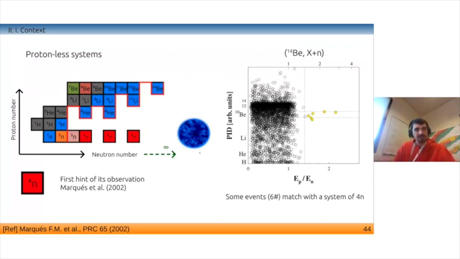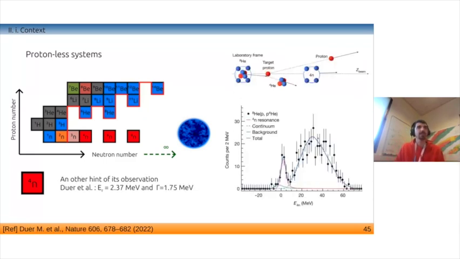And in fact, the first hint of their existence was published in 2002, where in this plot we can see that some events in this reaction of the decay of beryllium-14, some events, like 6 events, match, in fact, with the system of 4 neutrons. This starting point led to another study and another hint of the observation of the tetra-neutron, by Duer et al., published in 2022, where with the reaction helium-8 to pp alpha, we can see a strong resonance for a system of 4 neutrons.